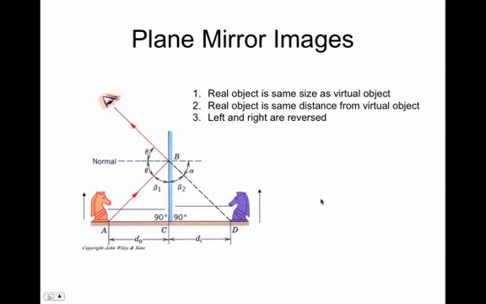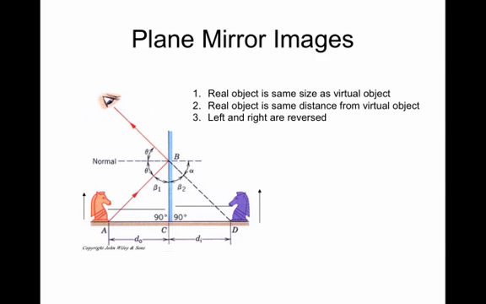Don't forget, let's review. We have learned about what happens to light as well as images in plane mirrors. Plane mirrors are flat. So light bounces off or reflects off a flat mirror and the normal line is drawn, and this angle and this angle are equal to each other.